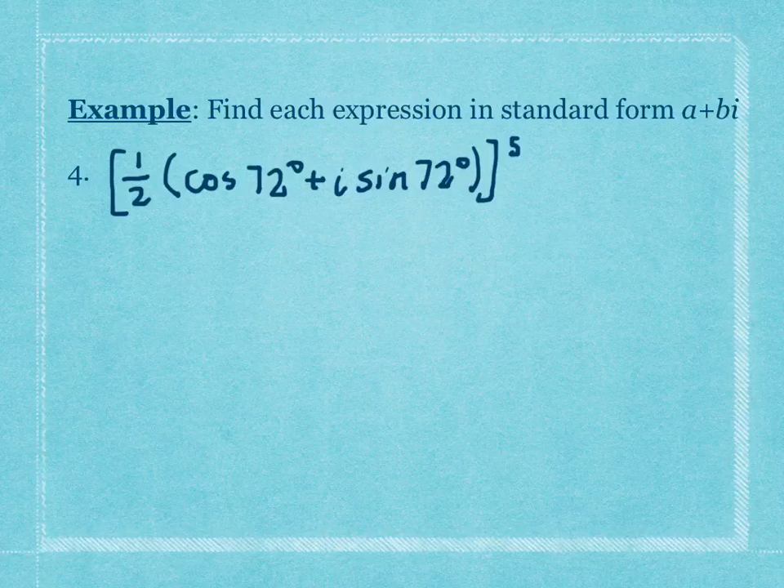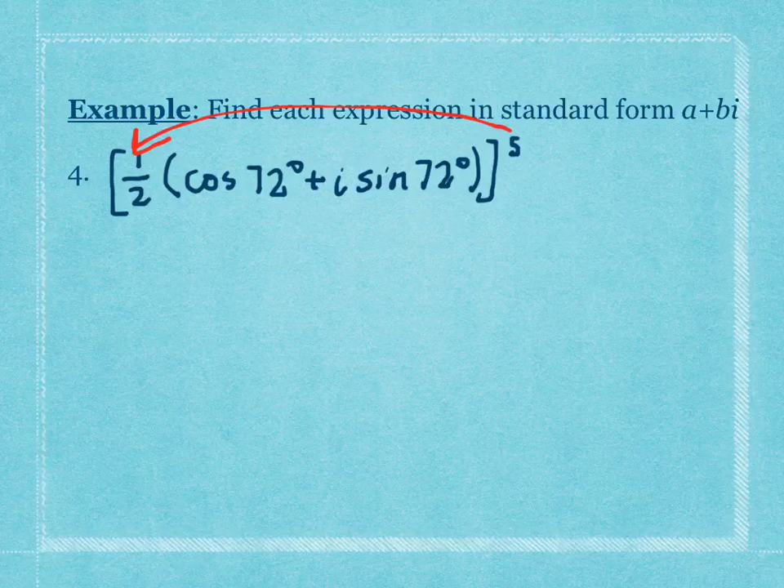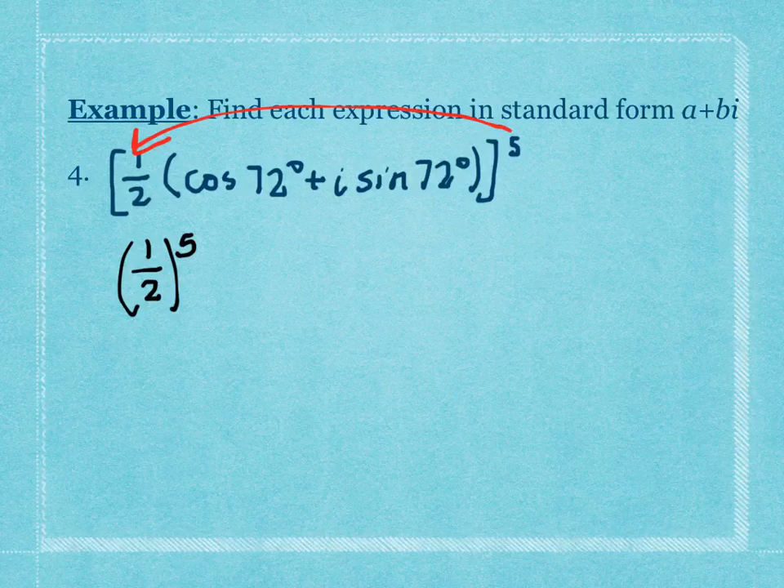So we're going to take an example where we have 1/2 times the cosine of 72 degrees plus I sine 72 degrees. This is all raised to the 5th power. The first thing we have to recognize here is this sort of distributive process, so not to forget the 1/2. Over here the formula says I need to take the r value, in this case 1/2, and raise it to the power of n. So I need my 1/2 raised to the 5th power. And then after that, I need the cosine value, and I need my angle measurement, which is 72 degrees, to be multiplied by 5.